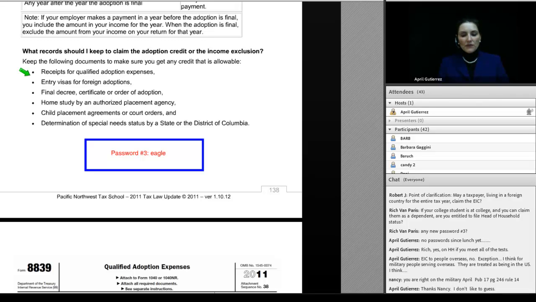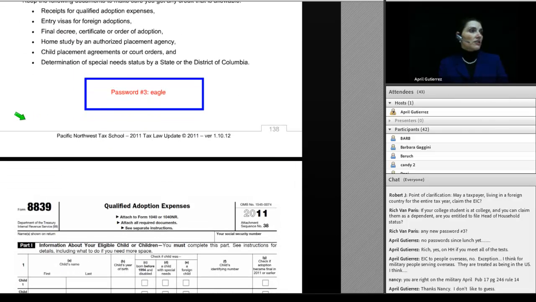Well, the records include receipts for qualified adoption expenses, entry visas for foreign adoptions, a final decree, certificate, or order of adoption, home study by an authorized placement agency, child placement agreements or court orders, and determination of special needs status by a state or the District of Columbia. So if you're making a claim that I have a special needs child, you have to maintain that certificate, and actually you'll have to mail it in with the tax return if you want that money.